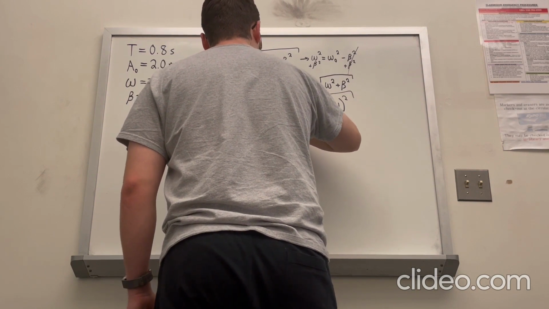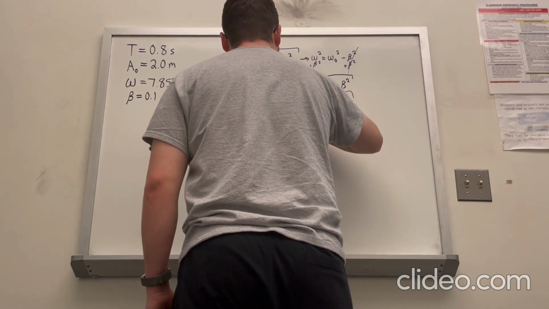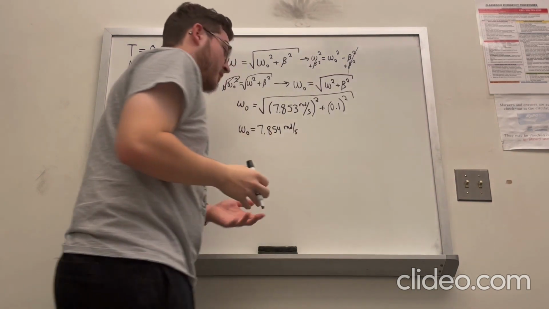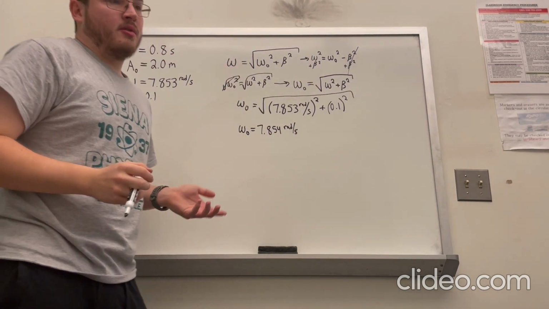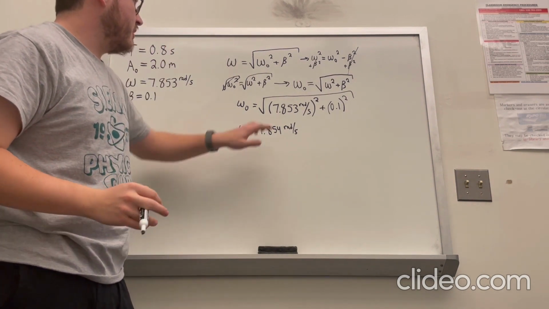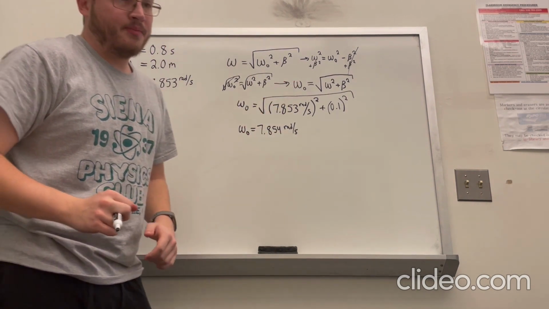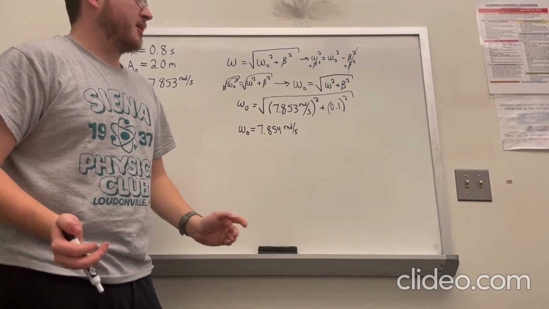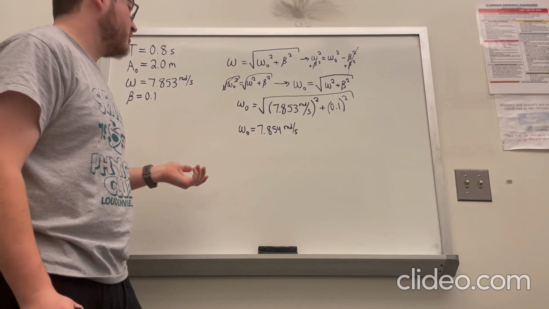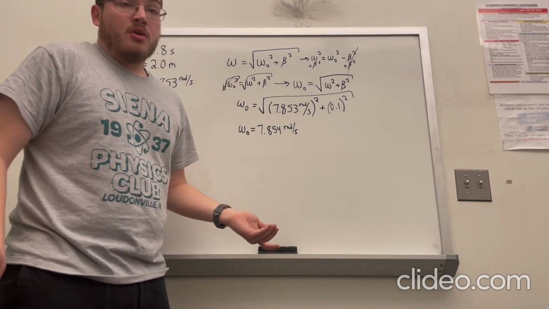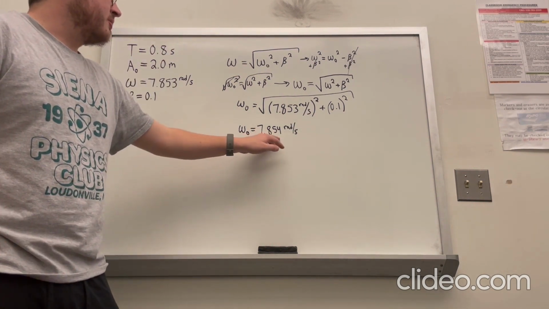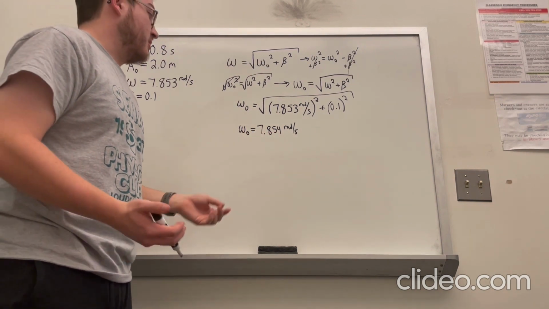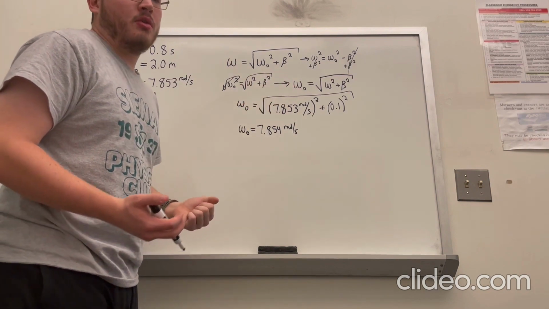And omega naught is going to equal 7.854 radians per second. So that's only 0.001 more than our angular frequency, which makes sense because we have a relatively small damping constant of beta equal to 0.1. So it makes sense that this would only be about 1/1000th greater than the initial omega.